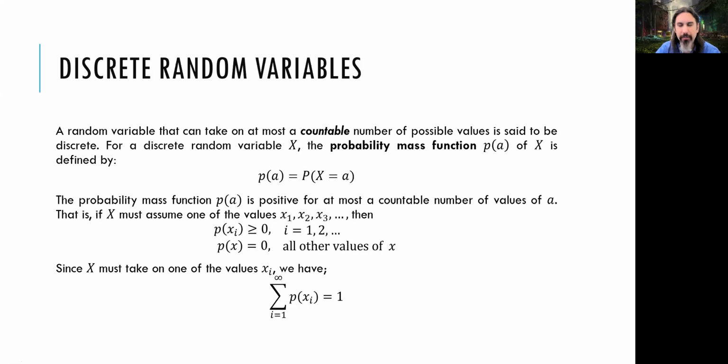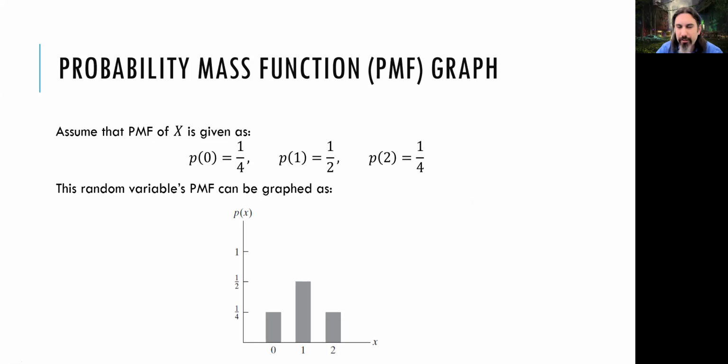Now, for example, let's start with a simple graph. So we have the PMF given to us as this one. The probability of X being 0 is 1/4. The probability of X being 1 is 1/2. And the probability of X being equal to 2 is 1/4. Now, when you graph this, you will just get this little graphic. As you can see, these are the X values and these are its probabilities.